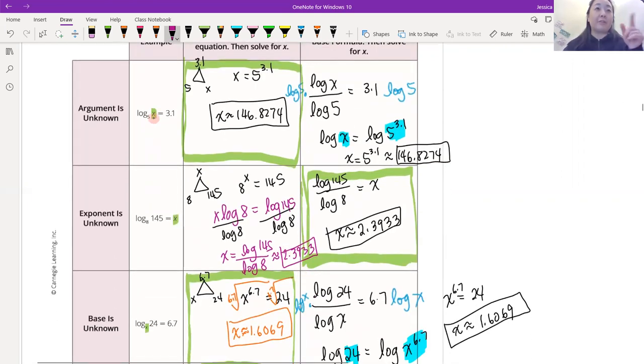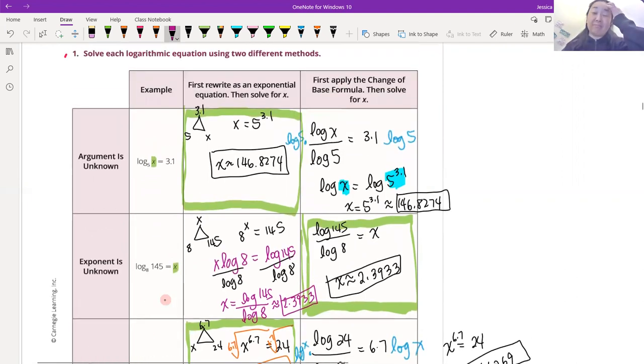So here x, if you notice, is highlighted. X is the unknown, or x is the argument. Here in the middle, the exponent is the unknown. So right here, that's called the exponent. Why? Because logs are exponents. And then the base here, see that little base right there? I highlighted it. That is the case when the base is unknown. So there are 2 strategies, and one is more efficient than the other, let's just say.